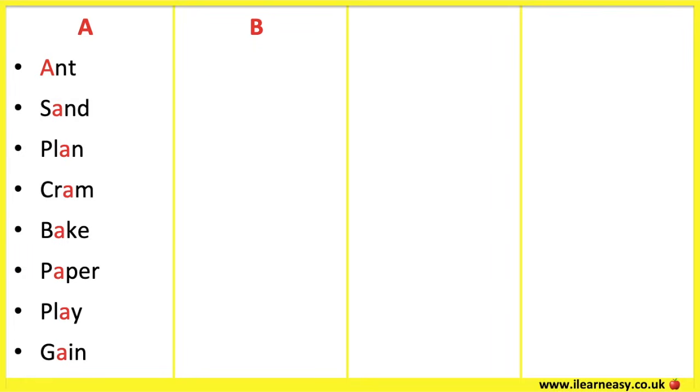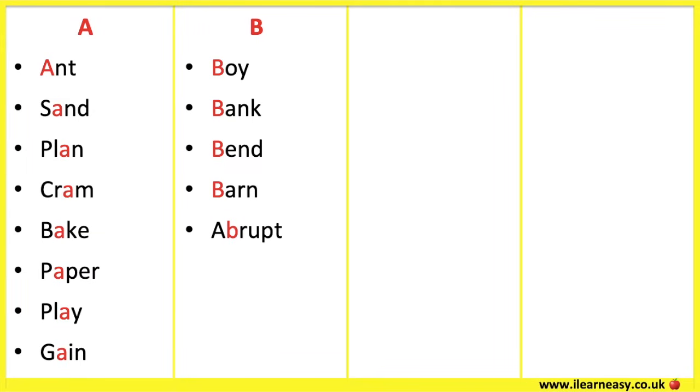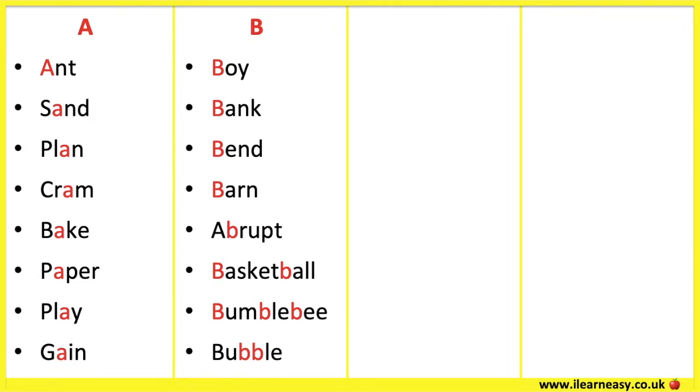For example, boy, bank, bend, barn, abrupt, basketball, bumblebee, bubble. The double letters make a one-letter sound. Bubble. The letter C can make a soft S sound.